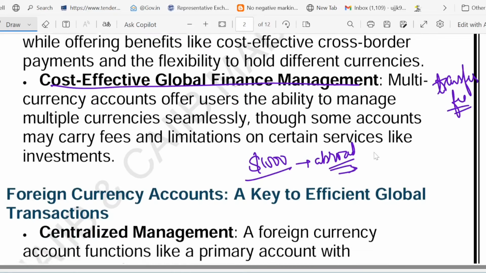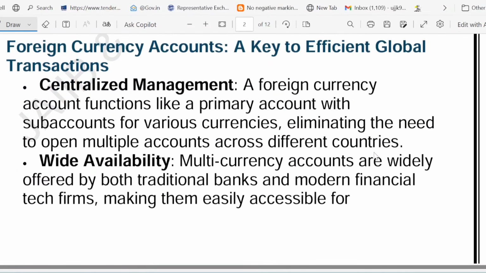Now, the next point we have is centralized management. Yes, centralized management means what? You can think of it like a master wallet, with compartments for different currencies. No need for separate accounts in every country. That is called centralized management. For example, suppose there is a business owner. He is dealing with suppliers in Japan, Germany and India. So that particular business owner can manage yen, euro and rupee all in one place.